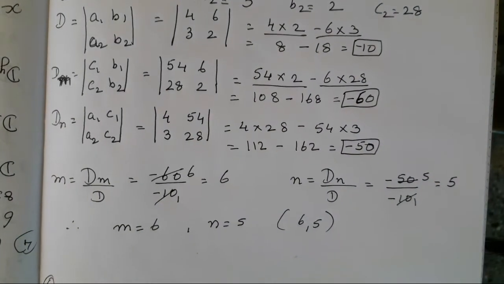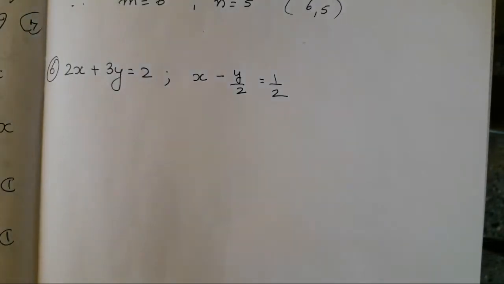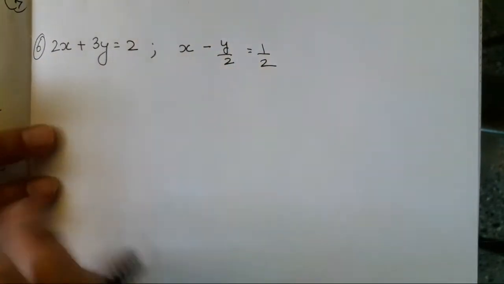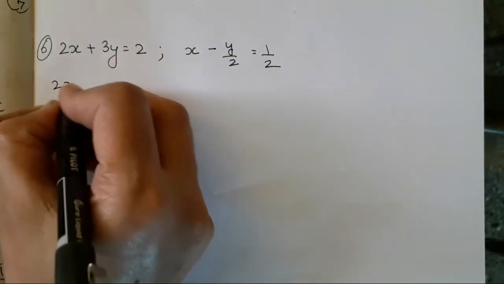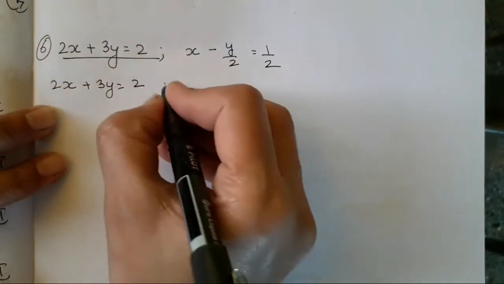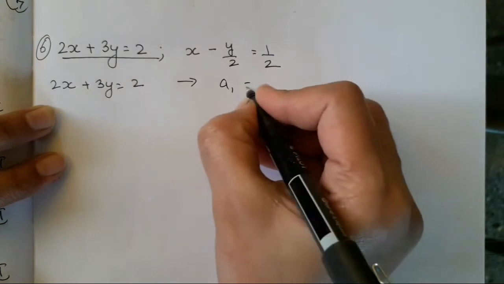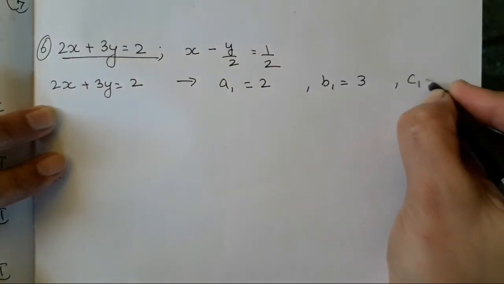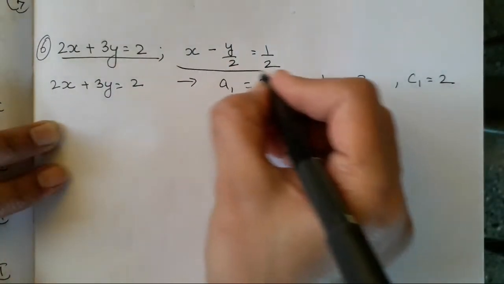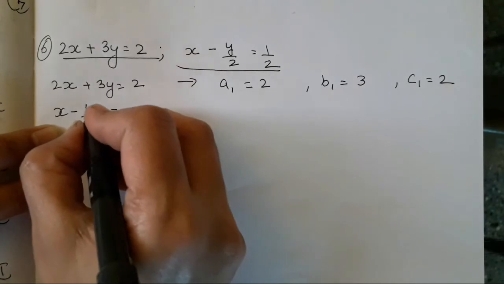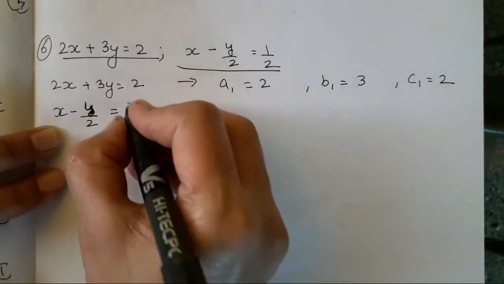Got it? Now let's solve the last sum, which is the sixth sum. This sum looks difficult because of the fractions, but it's very easy. First we will take 2x plus 3y is equal to 2. This equation we have taken. Let's write it in a1, b1 and c1 form.